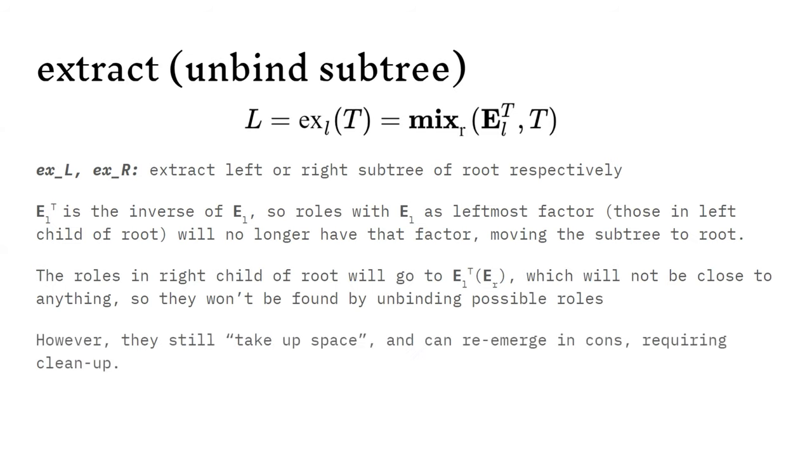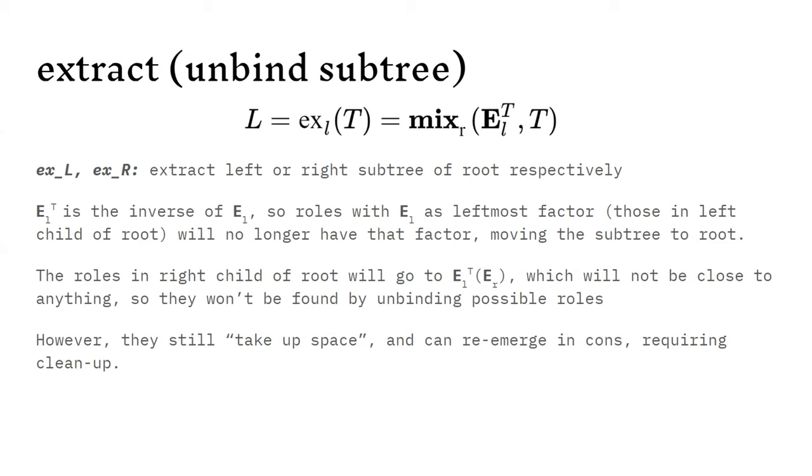However, it's not ideal because we don't have one dimension for every level of depth and every child position. It is necessarily the case that we can't have separate subspaces for everything consistently. So they're still going to take up space, and they can reemerge in construction. If you multiply this result by E_L again, suddenly you would have the right subtree back in the right subtree position, which is pretty undesirable.